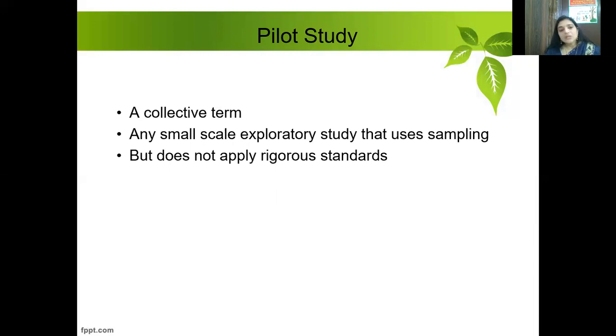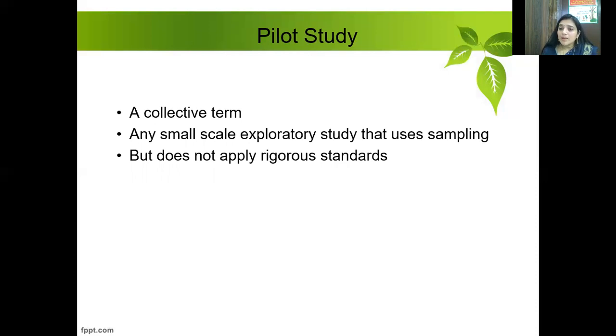This is actually a collective term, pilot study. We'll be seeing how we can go with a pilot study. We can do a pilot study with so many alternatives available. This can be done through so many things, through so many alternatives. This is basically any small scale exploratory study that uses sampling.